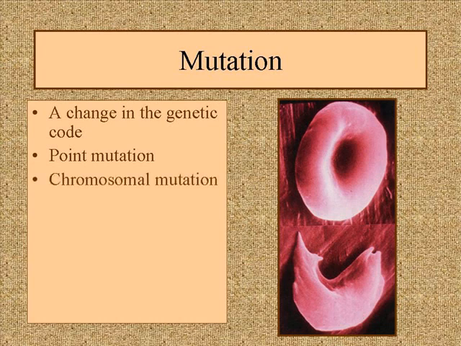The second type of mutation is chromosomal mutation, and there are a number of different ways that this can happen. You can have a piece of a chromosome breaking off, you can have chromosomes combining, you can have more than one of a pair of chromosomes being passed down, such as you see with Down syndrome. And as you can imagine, this can have a much more significant impact on the individual than a simple point mutation.